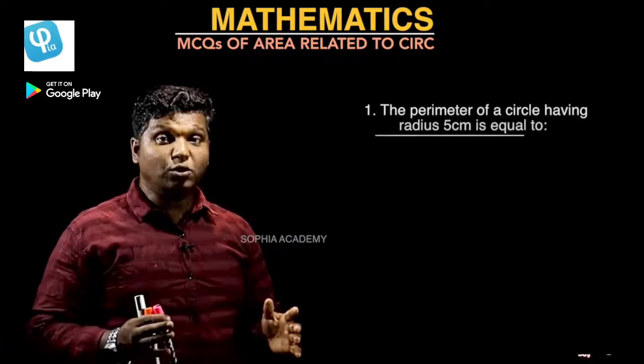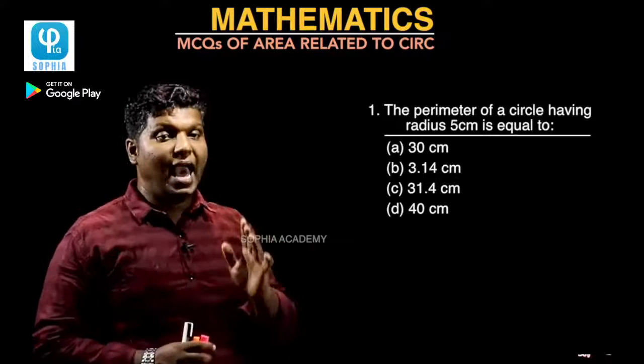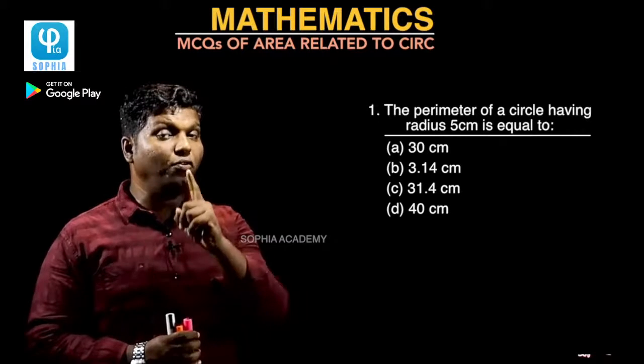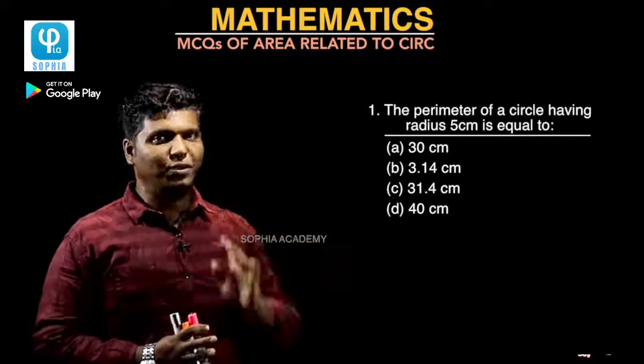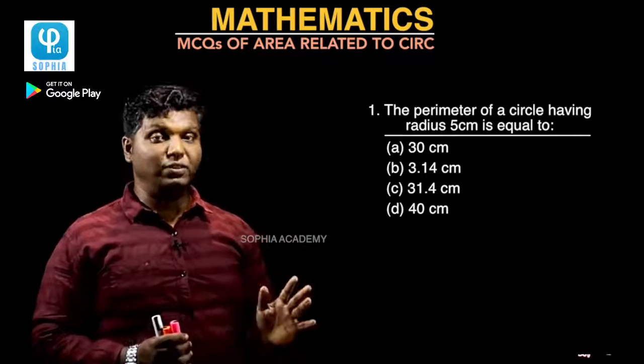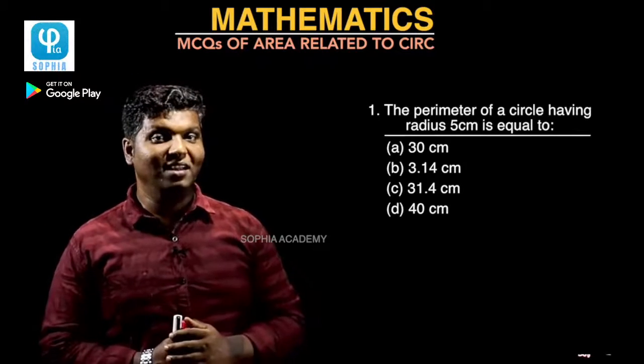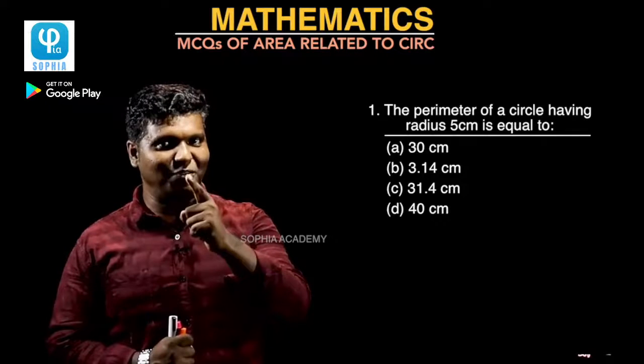The first question is, the perimeter of the circle having radius 5 cm is equal to. The perimeter of a circle having radius 5 cm. So the radius is 5 cm. You know what is the perimeter of a circle? Actually, the perimeter means it is the circumference itself.